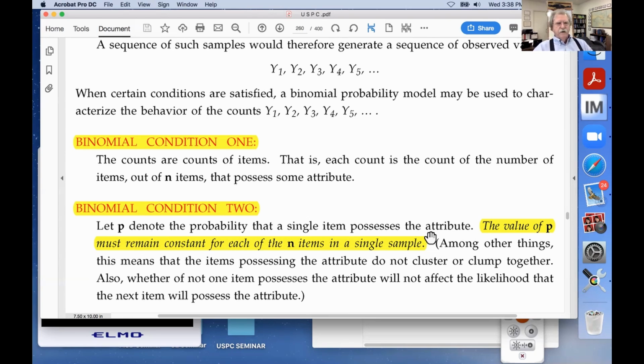In order for the data to qualify for the binomial model, you've got to have a constant value of P within each time period. Now the chart will check to see if the P is the same from time period to time period, but within each time period, you've got to have constant probability of an item. That means the items can't cluster together. The items possessing the attribute cannot cluster together or clump together. And also whether or not one item possesses the attribute will not affect the probability that the next item will possess the attribute.